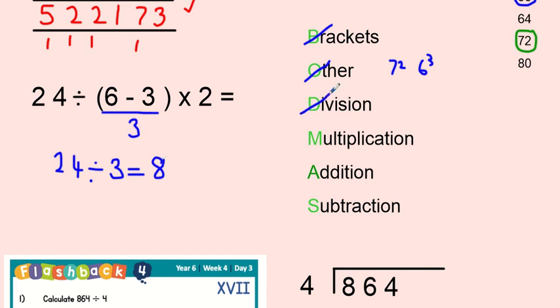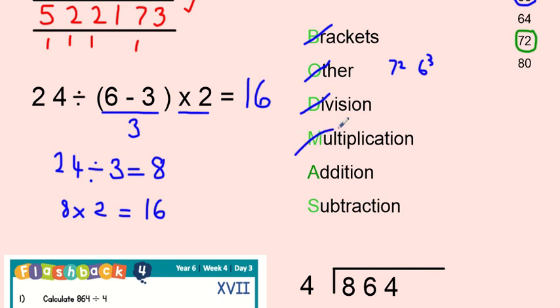Okay, I've done the division. That leaves me next up with multiplication. So do I need to do any multiplication? Yes, I do. I've got to multiply by 2. So I've got to do 8 multiplied by 2, which is 16. I know my 8 times table, I know my 2 times table. 8 multiplied by 2 is 16. So my answer to this question is 16.